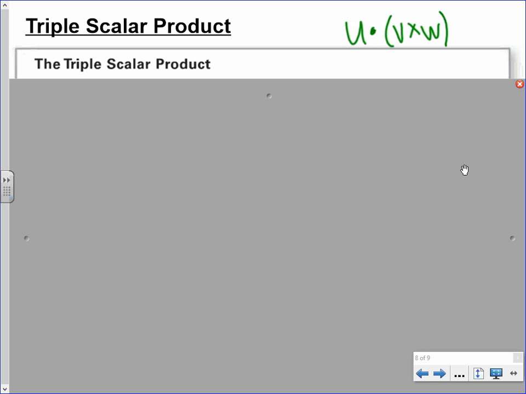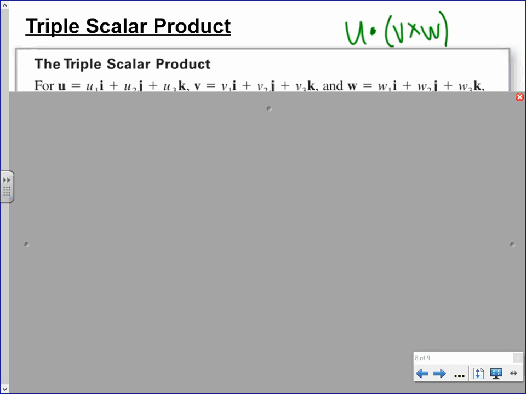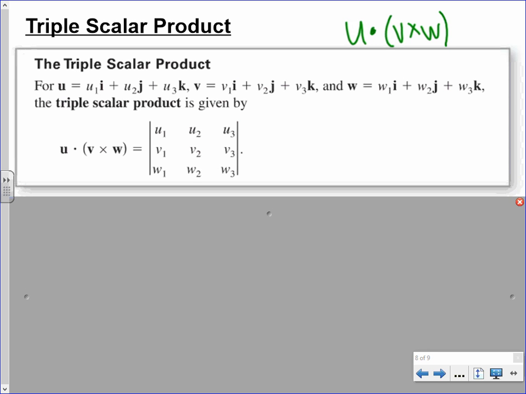If we have U dot V cross W, we call that a triple scalar product. And all you have to do is, in order, put them in the determinant: U, then V, then W. This determinant will give you a scalar, which makes sense because we have a dot product, essentially, that we're finding. Cross product gives us a vector, then we do the dot product to give us a scalar. And that's what a determinant is going to find for us, a scalar.